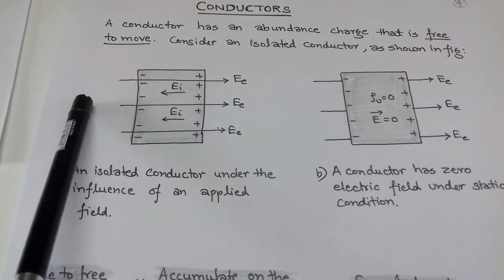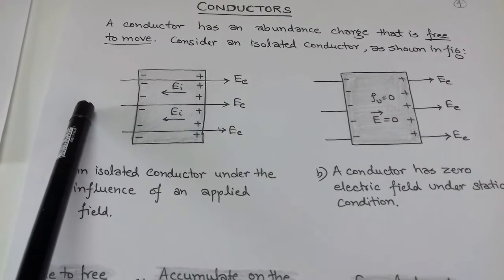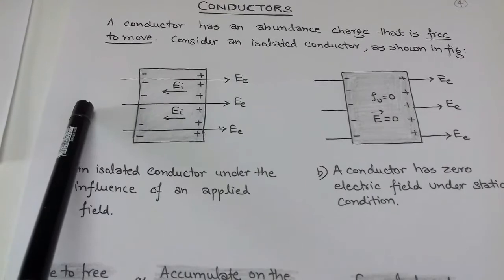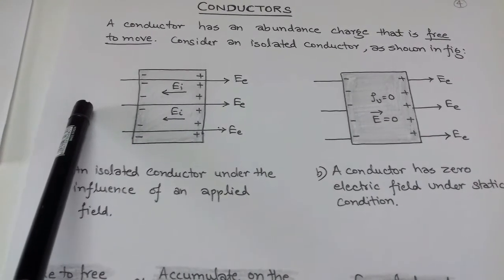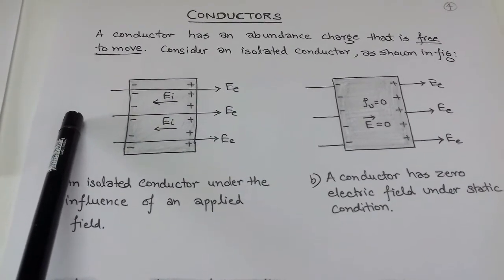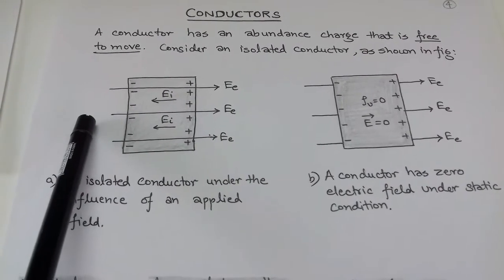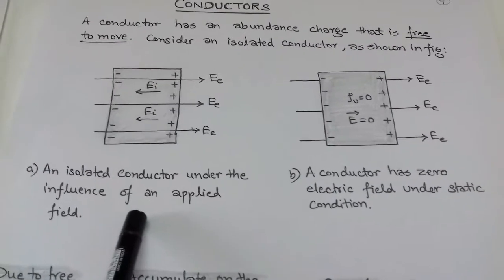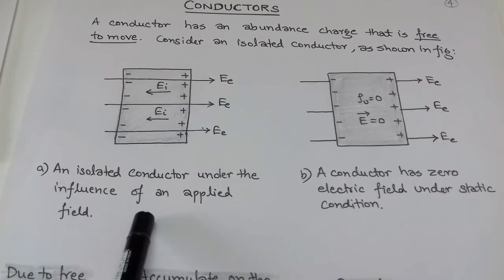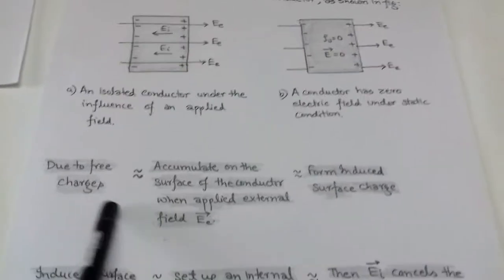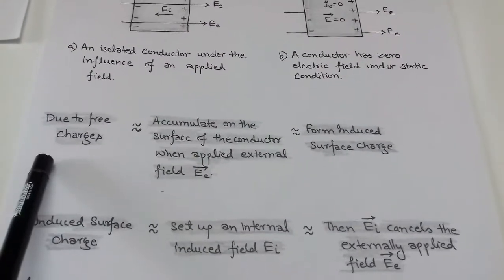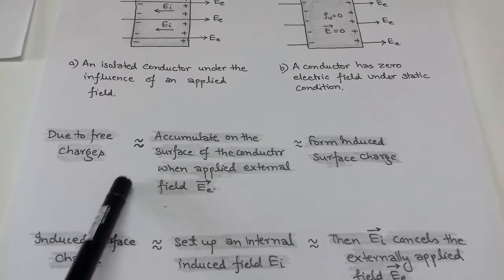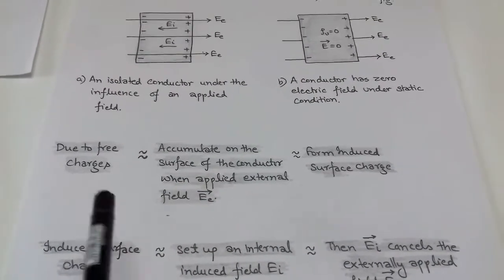Now, due to the free charges in an isolated conductor, they accumulate on the surface of the conductor when the external field E suffix E is applied. Due to this accumulation on the surface of the conductor, they form an induced surface charge.